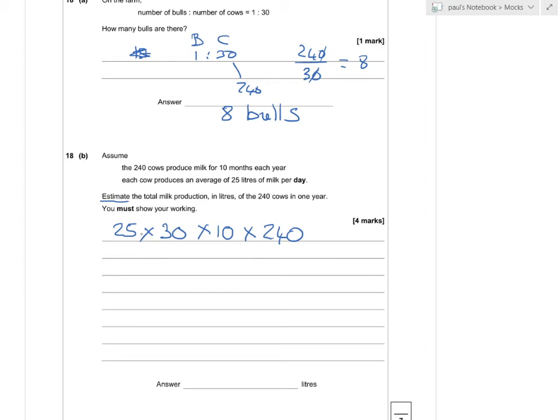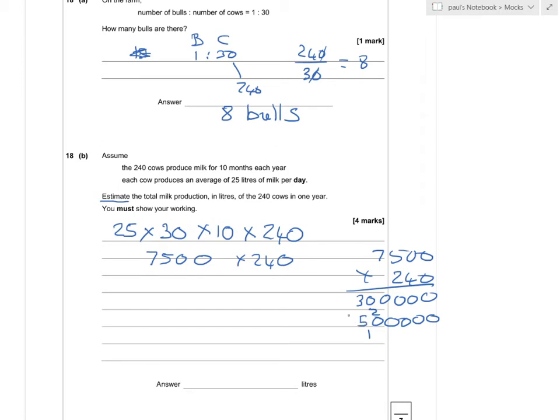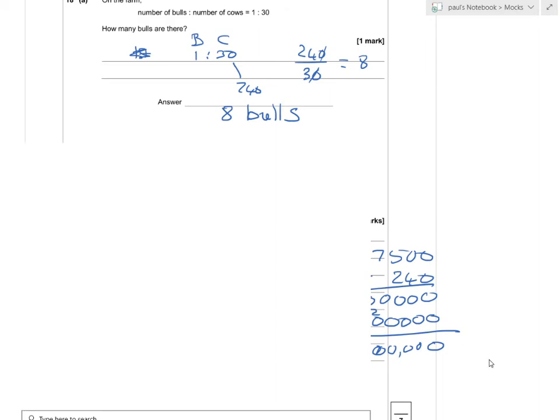So we've got to do 750 times 10 is 7500, times 240. It's not much of an estimate, is it? 4 5s are 20, 4 7s are 28, 30, 0, 0, 0, 0, 2 5s are 10, and 2 7s are 14, 15. So I've got 1, 8, 0, 0, 0, 0, 0. So 1.8 million. Yeah, it did say estimate, not work it out properly, didn't it?